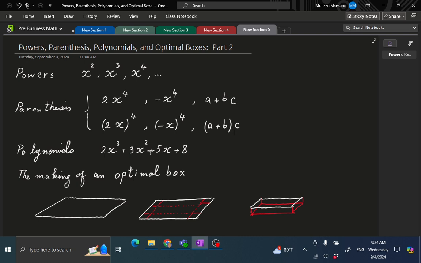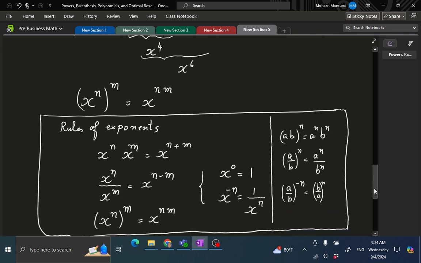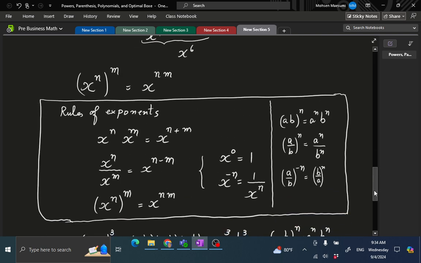So last time we talked about powers, like x squared, x cubed, x to the 4, and the rules for that. Today we are going to continue with the issue of parentheses and polynomials. Let's just go back and take a look at what we did yesterday. We had these rules of exponents.